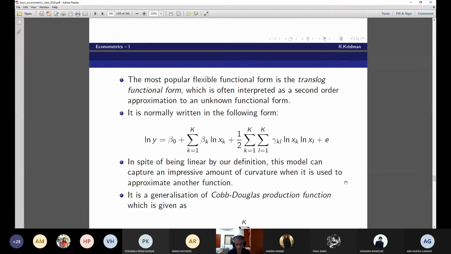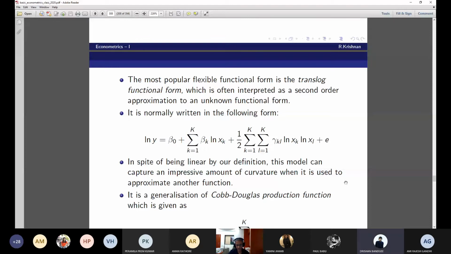Go through it. Sir, this is not a linear model anymore. Yeah. In spite of being linear by our definition, this model can capture an impressive amount of curvature when it is used to approximate another function. Okay, the curvature business also can be.